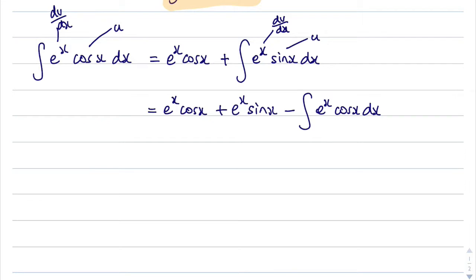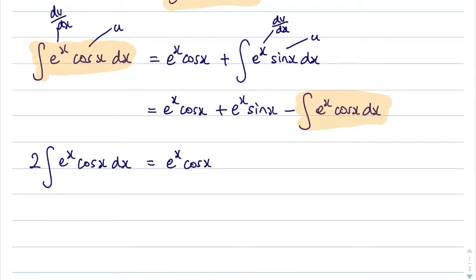Now what you might notice here is that we have this e to the x cos x here, and we've also got it here. So what I can do is the following. I would get two lots of the integral of e to the x cos x dx is equal to e to the x cos x plus e to the x sine x. So hopefully you can see what I've done there. I've just added this to both sides.